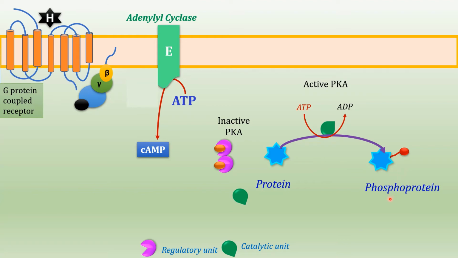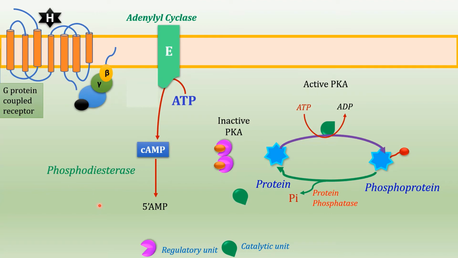Now how is this protein converted back again? By dephosphorylation, by the action of the enzyme protein phosphatase. So phosphorylation and dephosphorylation are reversible covalent modifications, and this is one of the important mechanisms of regulation of enzyme activity. Now once the cyclic AMP activity is over and the hormone is not associated with the receptor, this cyclic AMP is converted into 5' AMP by the action of the enzyme phosphodiesterase.